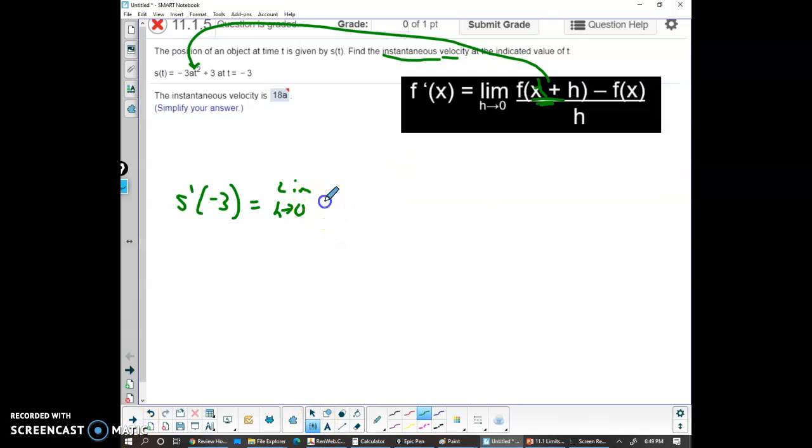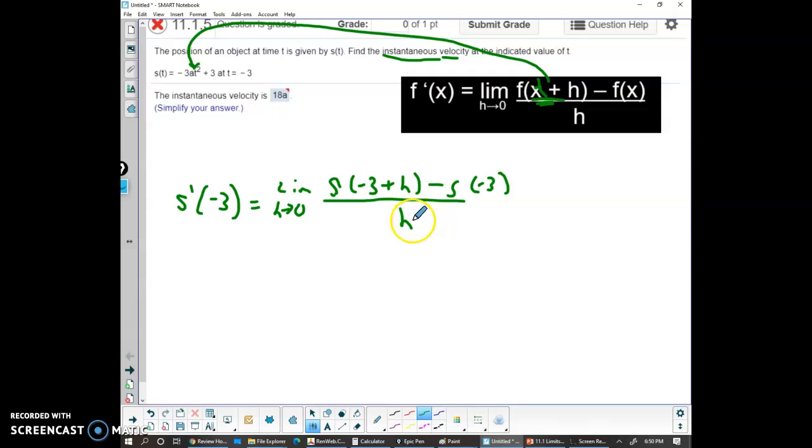Just to be clear, I'm going to use s and s of -3 in place of this f prime of x and f of x plus h. So our function instead would be s of -3 plus h, minus s of -3, and you still have h on the bottom. It's basically the same thing as this, only I put an s in place of the f and a -3 in place of the x, which was t in this case.